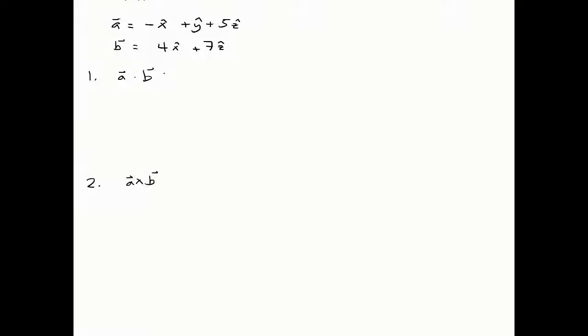Alright, let's work that out. So we have minus 1, 1, 5 times 4, 0, 7. Notice the y hat isn't written out. That means it's 0. Alright, so this gives us minus 4 plus 35. So the answer is 31. It's a scalar.